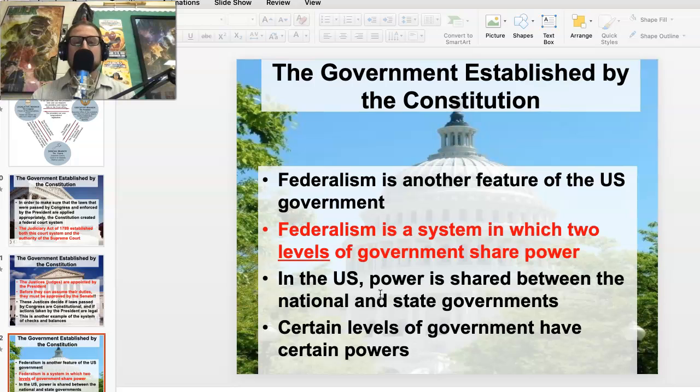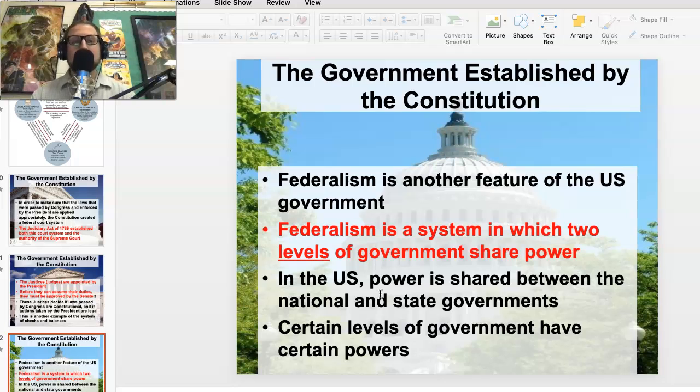Federalism refers to the sharing of powers between the state and federal government. An easier way maybe to explain this in civics would be concurrent powers. In other words, powers both the state government and federal government have. The state government has the power to tax, state income tax. So does the federal government, federal income tax. That's an example of federalism or a concurrent power.